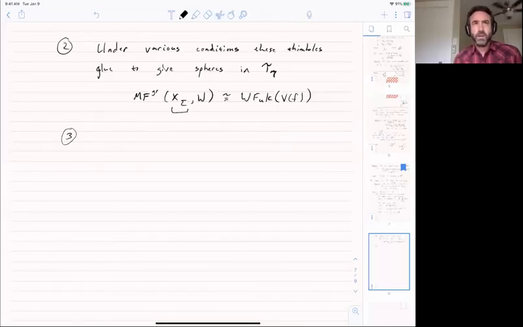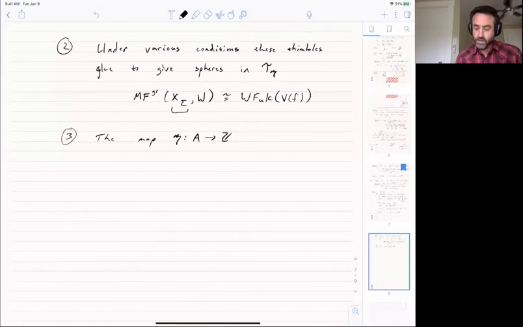Well, maybe I can quickly do one other application. One other thing to say is that this map, eta, from a tropical standpoint, stands for a deformation of our family of hypersurfaces.